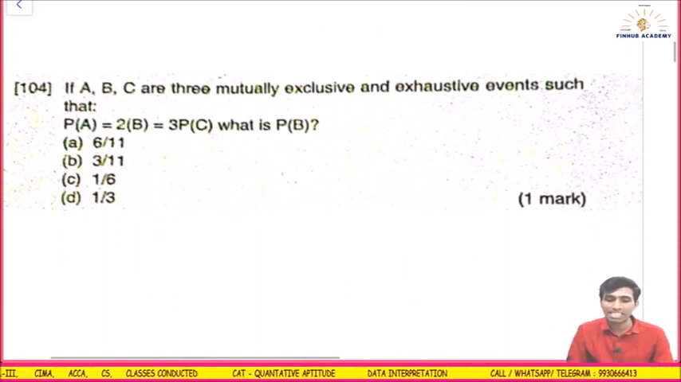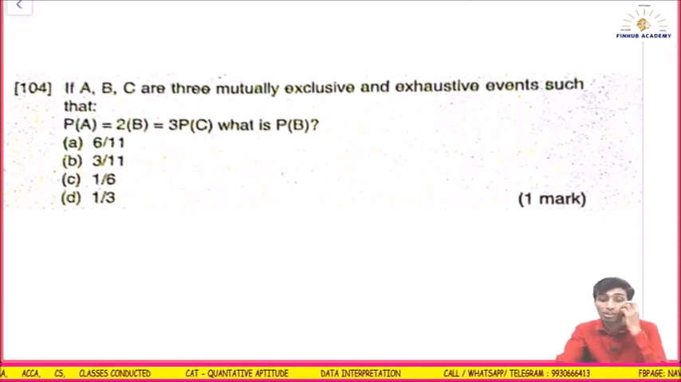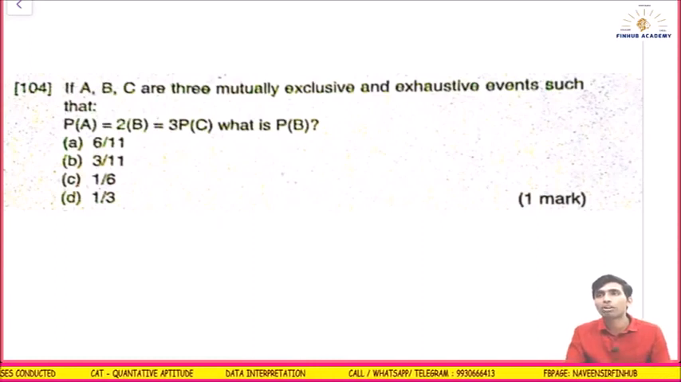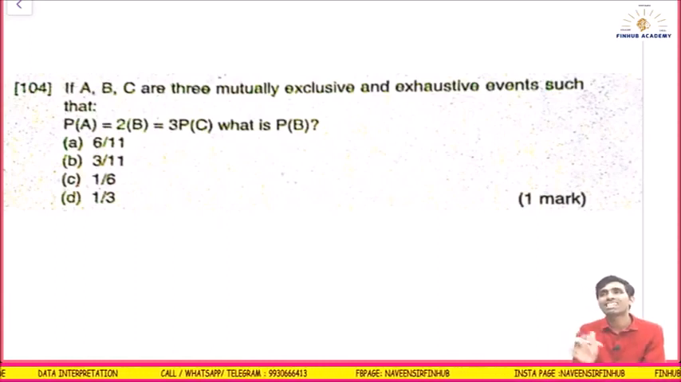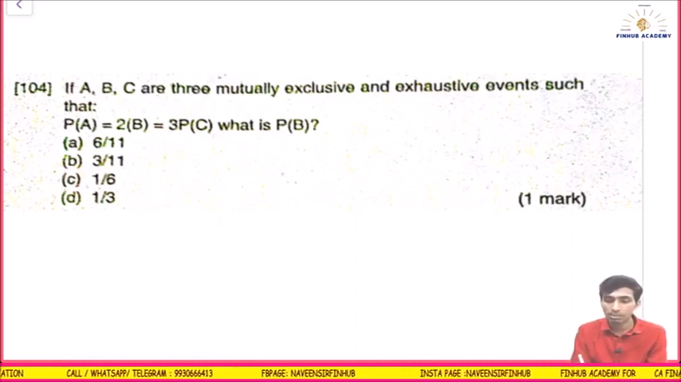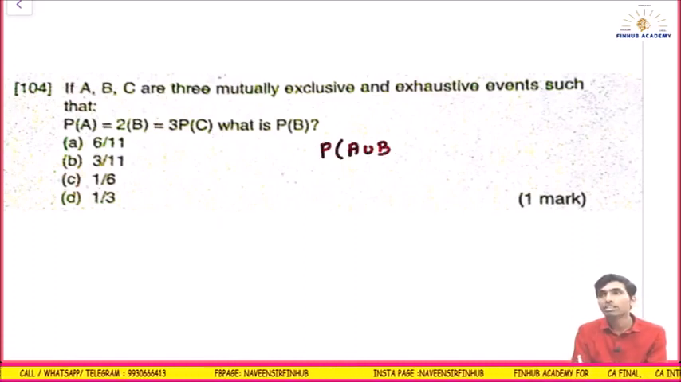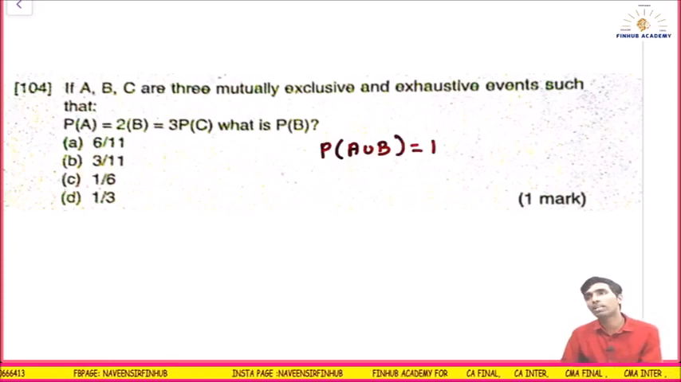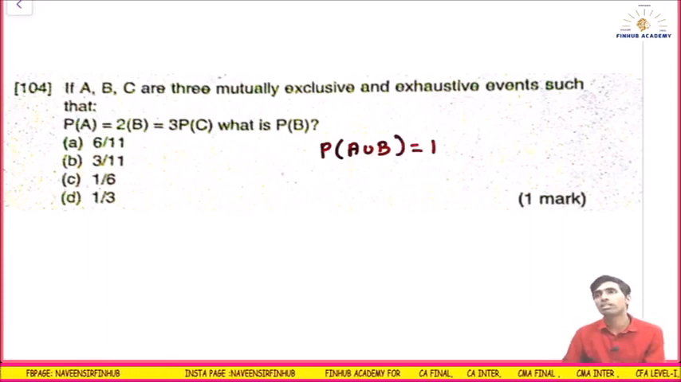If A, B, C are 3 mutually exclusive and exhaustive events such that probability of A is equal to twice probability of B is equal to thrice probability of C, then what is the probability of B? Understood? Now you should know that they are mutually exclusive. That means intersection is what? 0. Correct now? Mutually exhaustive means probability of A union B is equal to 1, the sample space needs to be 1. Intersection is not possible. Correct?